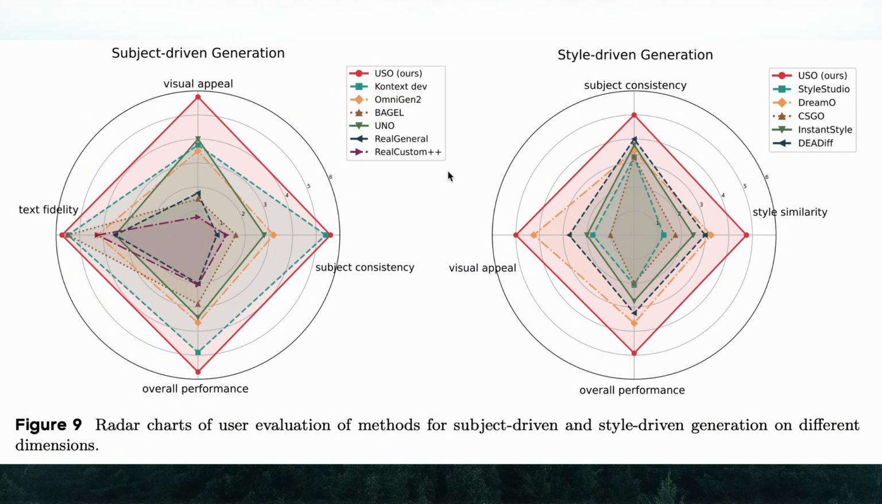Moving to the right chart, this shows the style-driven generation task, where the model must apply a new style while still keeping the original content intact. This is a tough challenge, as we saw earlier. But again, USO comes out on top across the board. Style similarity, exceptionally high, showing its accuracy in applying styles. Subject consistency stays strong, with no distortion of characters. Visual appeal and overall performance also stand out far above the others.